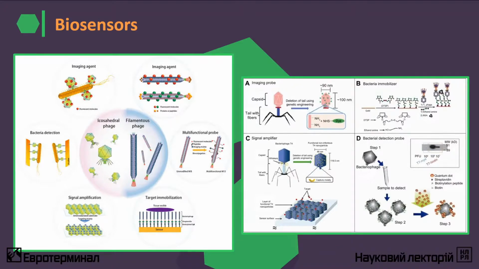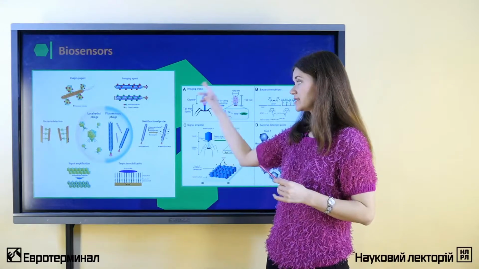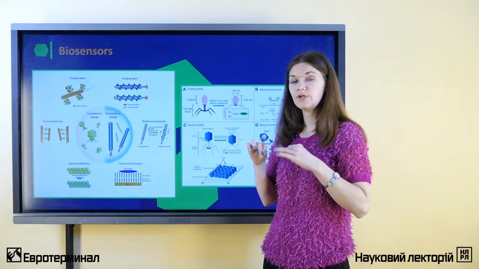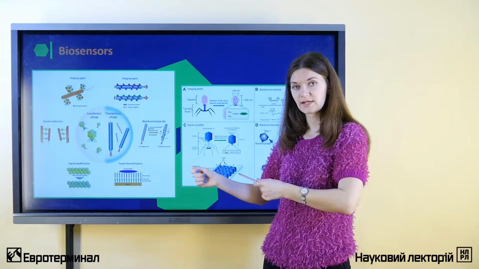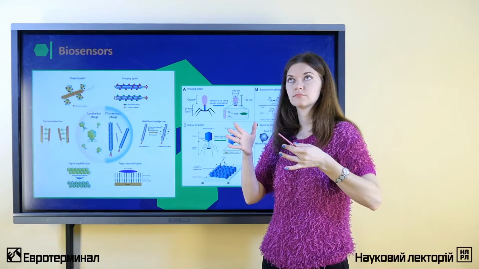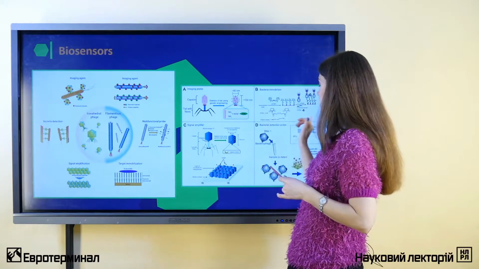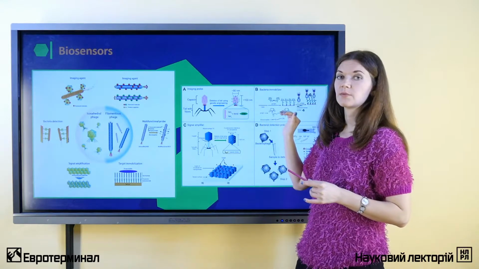Because these phages can be loaded with fluorescent dye, for example, and if the patient takes these phages in, they target some cells or tissues and show us, for example, where exactly is the inflammation, what bacteria causes the inflammation. And this is performed within the organism. We don't have to take samples, bring them to the laboratory and study them. It can be performed with the patient, right, like real-time diagnostics.